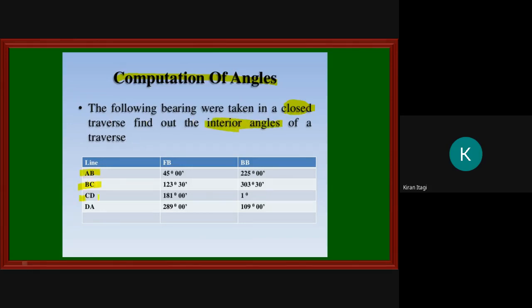So the lines he has given are stations A, B, C, D, and A. Four bearings he has given, and the respective back bearings he has given. So who can solve on their own can solve and come. Write down the question.